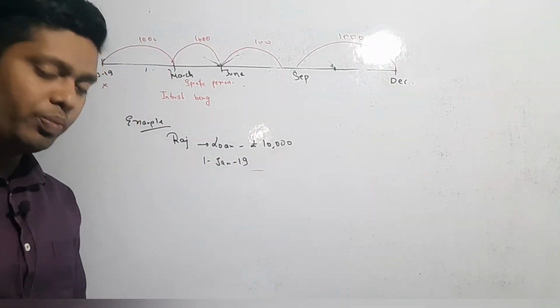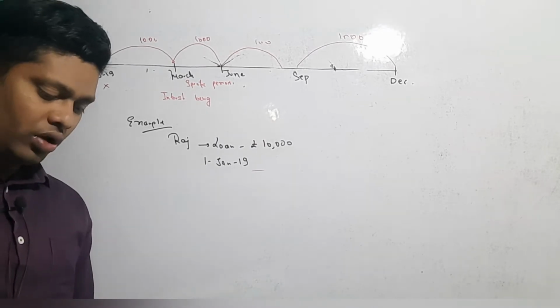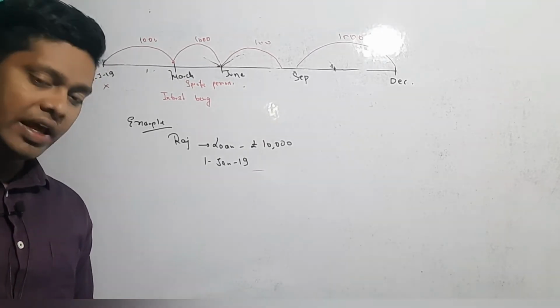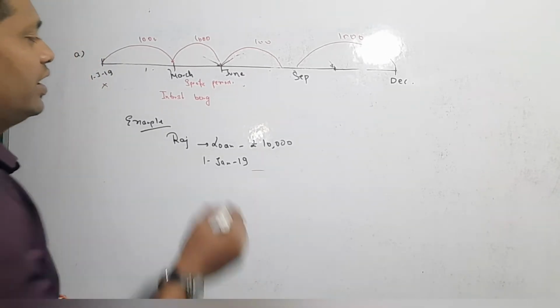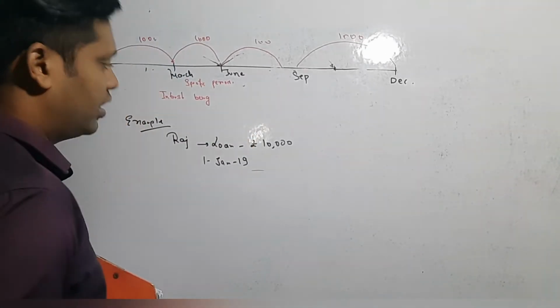So here they are saying that you need to pay me 4,000. He said okay. So if this type of question arises, how will they take care of the interest? Interest being compounded quarterly.